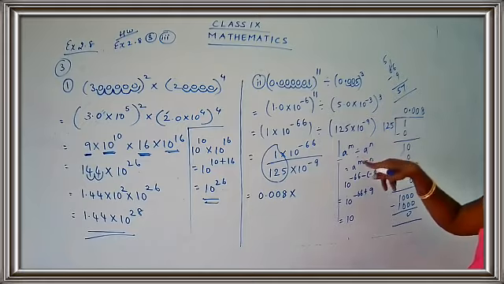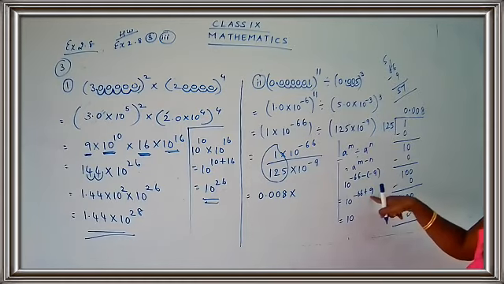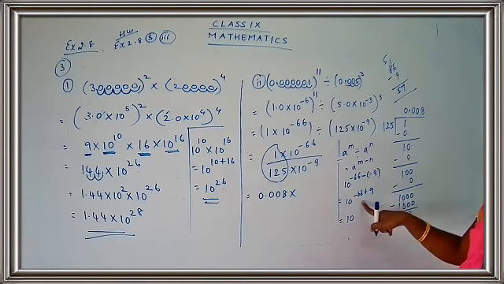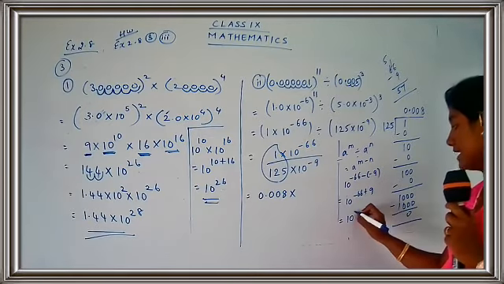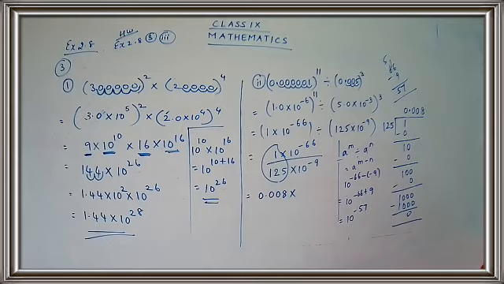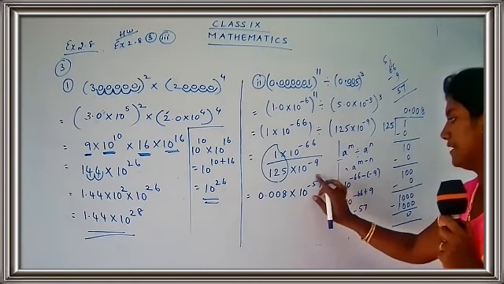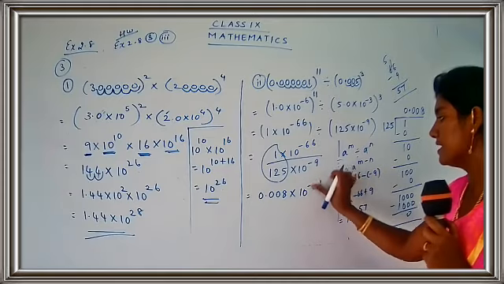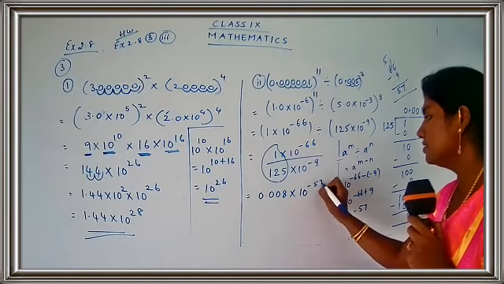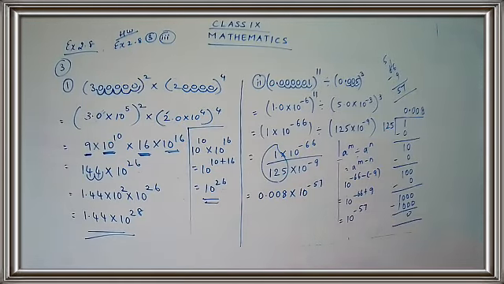Now sign of the bigger number. Which is a bigger number? 66 or 9? Surely 66 is a bigger number. So you have to put the sign of 66. That is, the answer is minus 57. So I get the answer 10 raised to minus 57. Write it down properly. What is the answer here? 0.008 into 10 raised to minus 57.